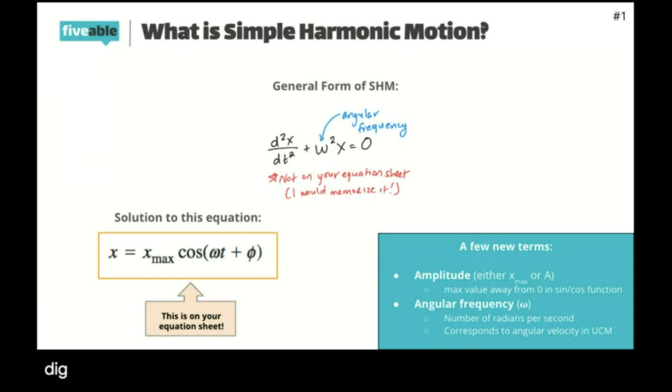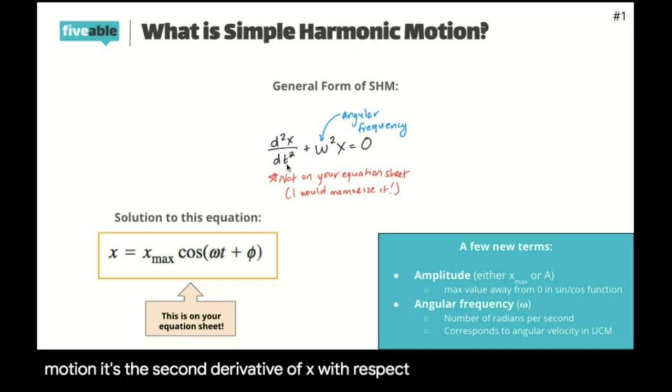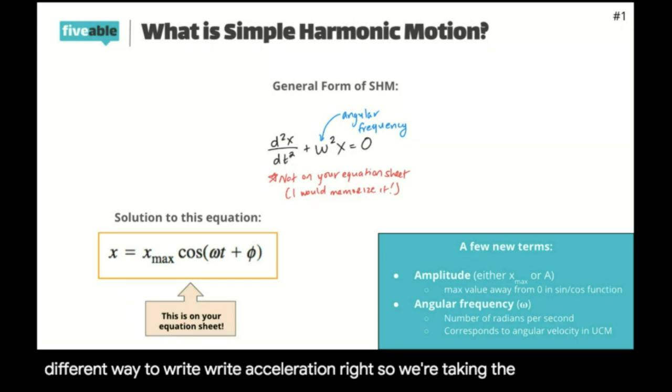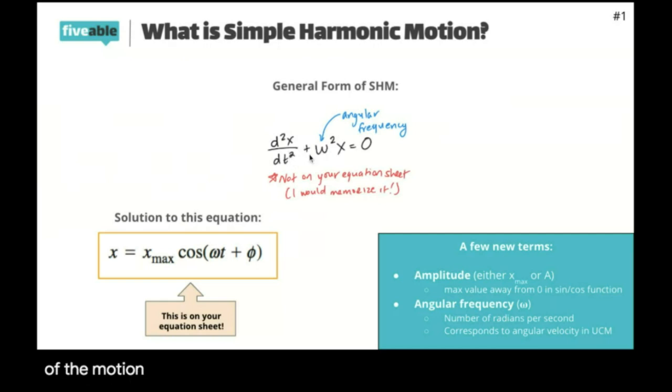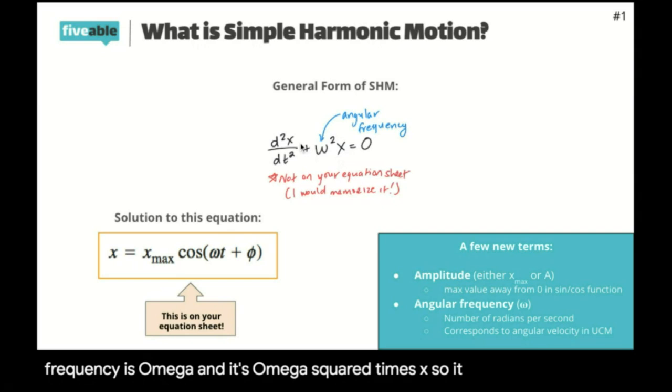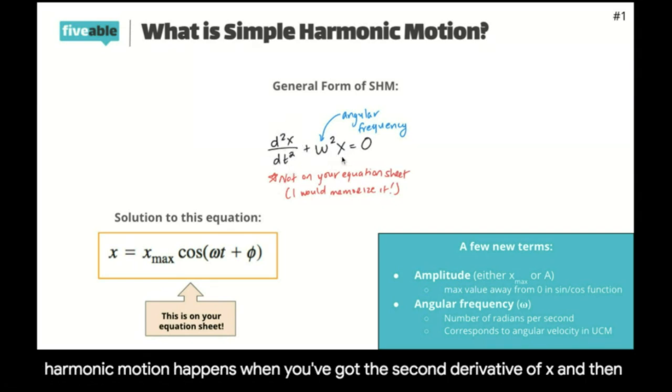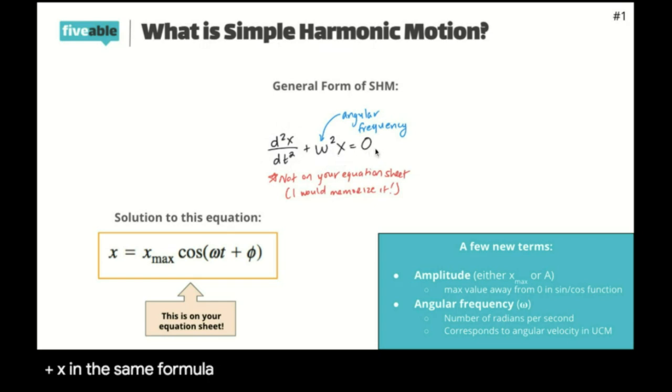If we dig into it just briefly, we can see that the general formula for simple harmonic motion is the second derivative of x with respect to t. Remember that that's a different way to write acceleration, right? So we're taking the acceleration of the motion and adding it to this new variable called the angular frequency. It's omega, and it's omega squared times x. Simple harmonic motion happens when you've got the second derivative of x and x in the same formula, and you can see it equals 0.